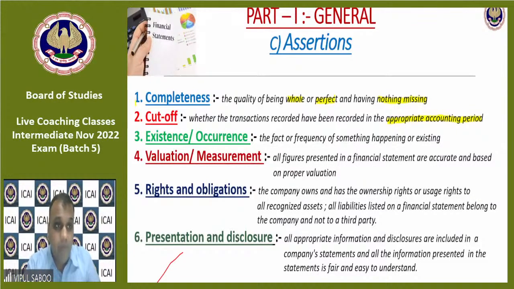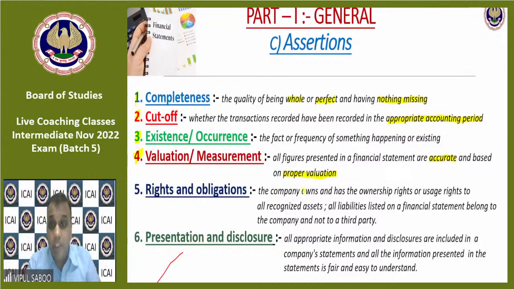Fine. So we are done with completeness. We are done with cutoff. We are done with existence and occurrence. Valuation and measurement. All figures represented in a financial statement are accurate and based upon proper valuation. So if we have a building, we have got a building constructed. So you'll have a completion certificate. If you have purchased a building, you'll have the payment proofs. So that is what valuation is, and for your expenses, the measurement.